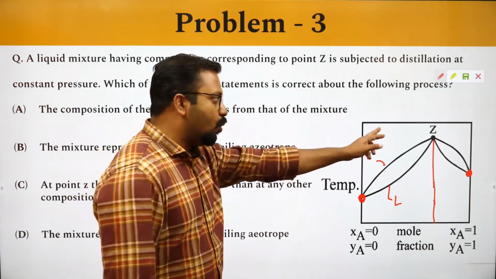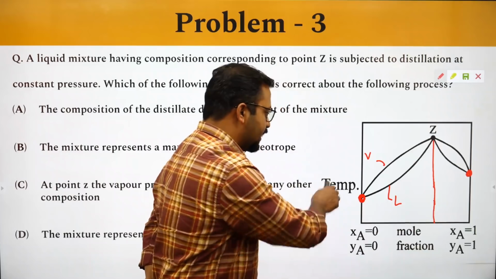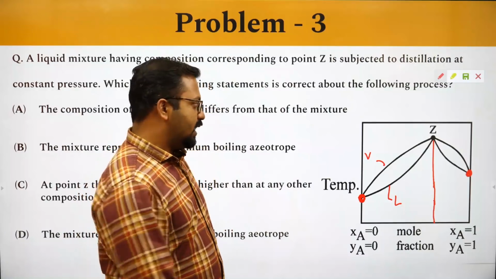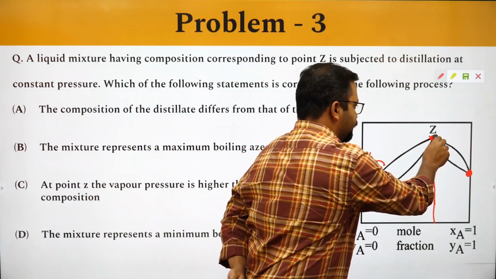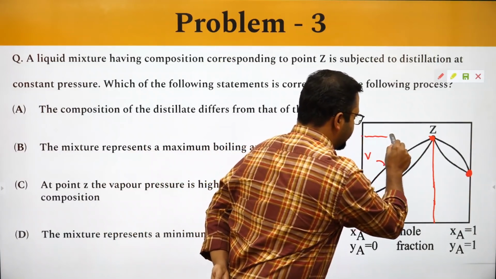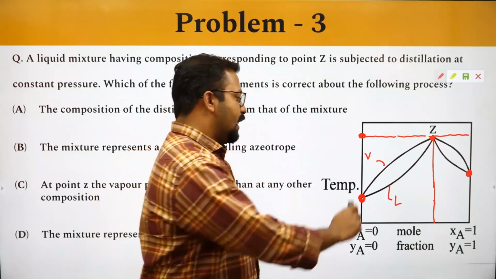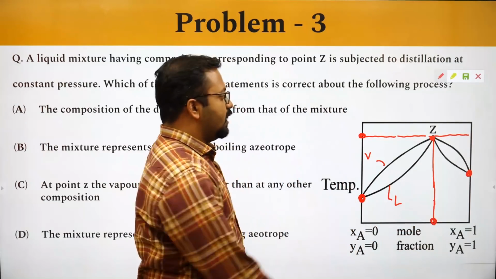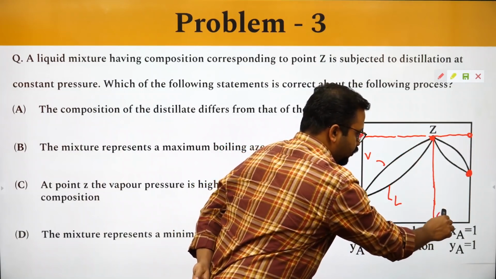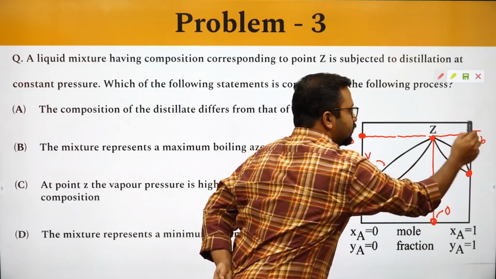अब हमें identify करना है कि what is happening at point Z. Now this is the composition axis and this is temperature. So if I connect point Z with whatever is its boiling point, Z पे जो composition है, which is this, point Z corresponds to a composition O and has a boiling point TB.